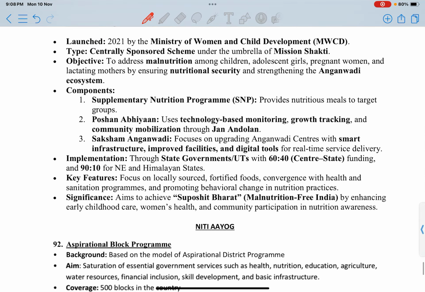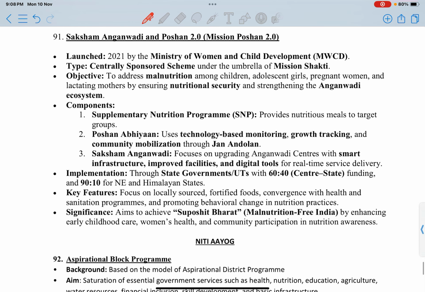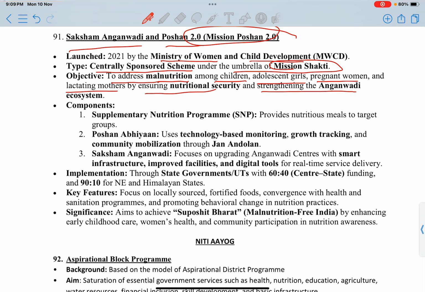Next is Saksham Anganwadi and Poshan 2.0. So what is Mission Poshan? It was launched by the Ministry of Women and Child Development, a centrally sponsored scheme under the umbrella of Mission Shakti. The objective is to address malnutrition among children, adolescent girls, pregnant women, and lactating mothers by ensuring nutritional security and strengthening the Anganwadi ecosystem. What are the components?